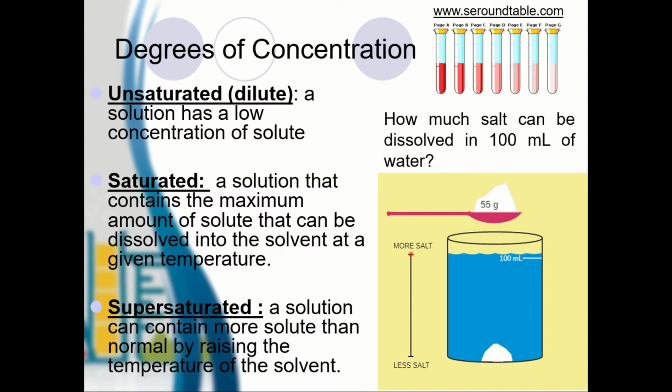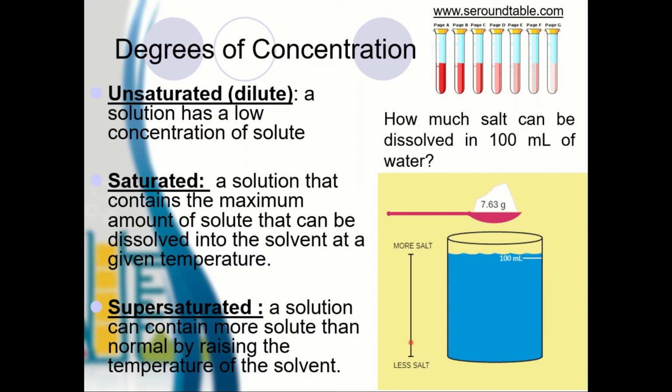We have to identify kung ano ang ating temperature dito. We have to specify the temperature, di ba? The temperature at room temperature is 25 degrees Celsius. The amount of salt that can be dissolved in 100 ml of water at 25 degrees Celsius is 36 grams. So that means kapag yung nilagay mong salt doon sa water ay less than 36, then that means the type of solution that will be made is unsaturated or dilute. Kasi mas mababa sa maximum amount of solute ang na-dissolve.